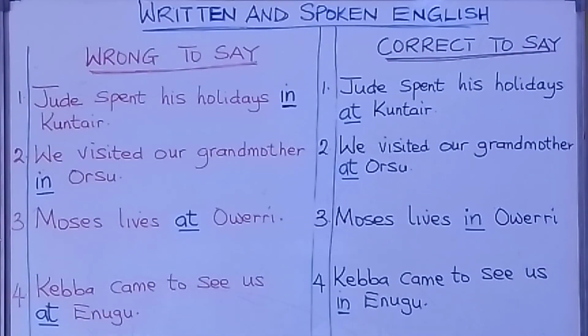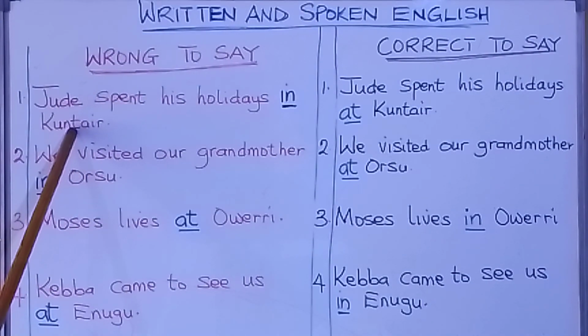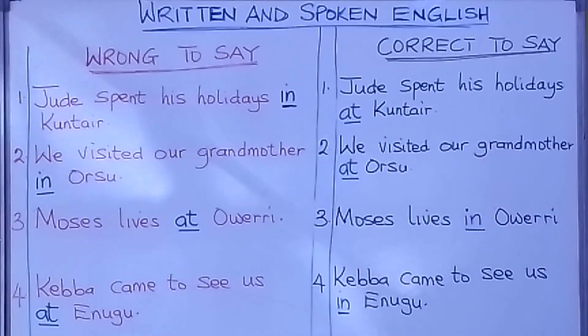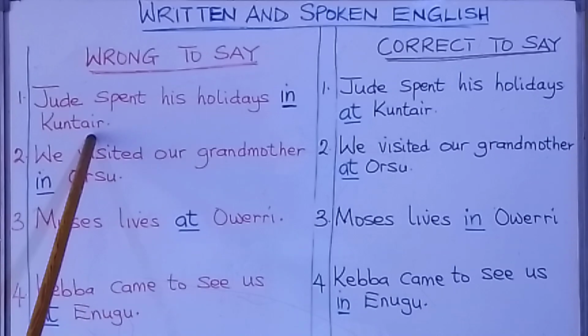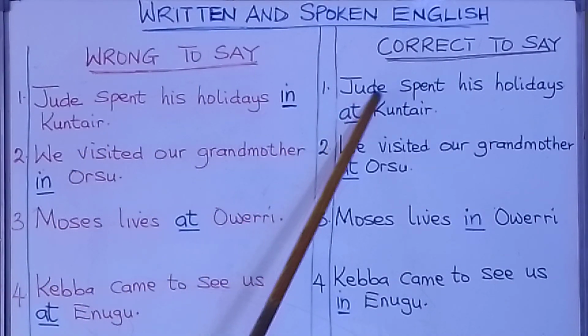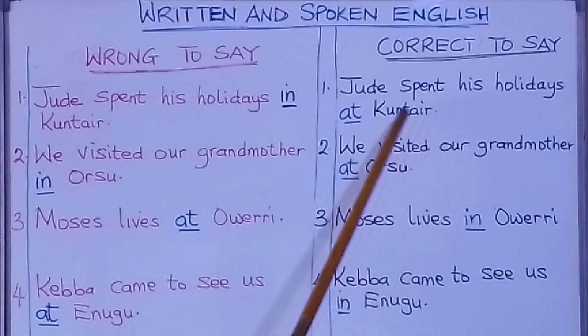Therefore, it is wrong to say Jude spent his holidays in Kuntaya. No. When you are talking about small villages or small towns, you know what to use. We use at when you are speaking about small villages and towns, and in for large cities and countries. It's wrong to say Jude spent his holidays in Kuntaya. You have to say Jude spent his holidays at Kuntaya.